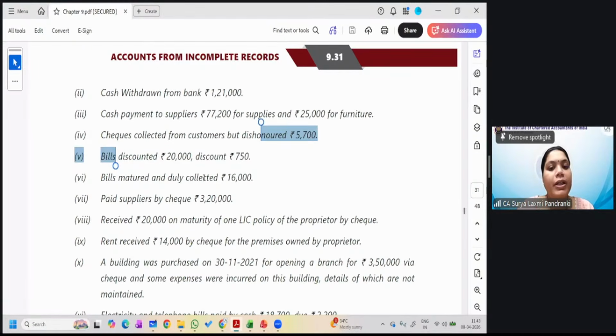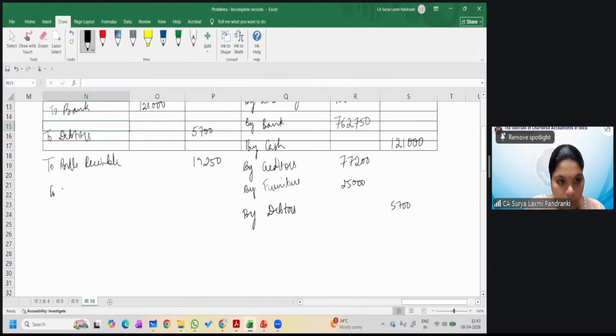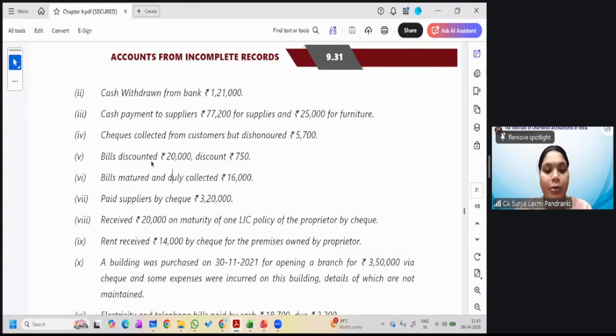Now bills matured and duly collected, 16,000. Where will this come? Ma'am, to bills receivable, this also the same 16,000, bank column. Could we make just one entry, would there be any problem? There are two different transactions. We don't know whether these two have been done on the same day or not. They will be done on different dates sometimes, so we can't combine them if they are on different dates. So this is also done. Duly collected amount we have written.